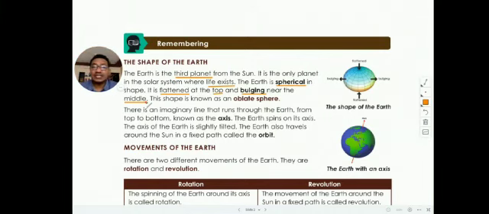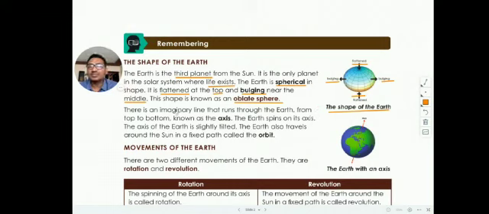So, this shape is known as an oblate sphere. Oblate sphere. See, beside the shape of the earth, here it's clearly showing this is flattened top and flattened bottom, bulging near the middle.